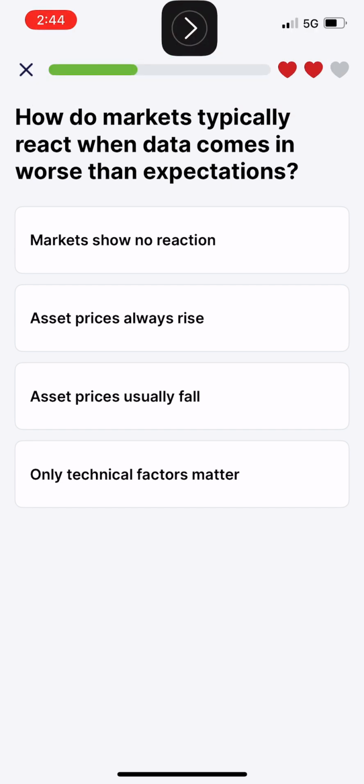How do markets typically react when data comes in worse than expectations? Markets show no reaction. Asset prices always rise. Asset prices usually fall. Only technical factors matter.